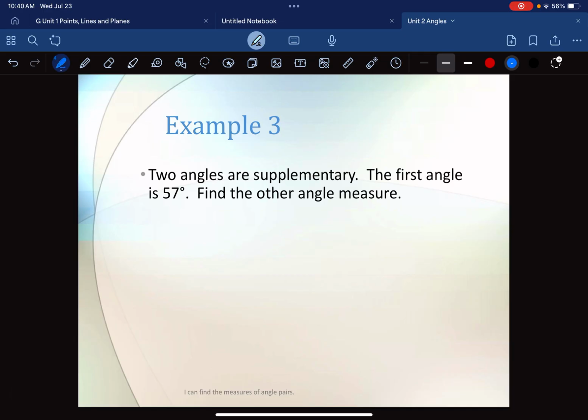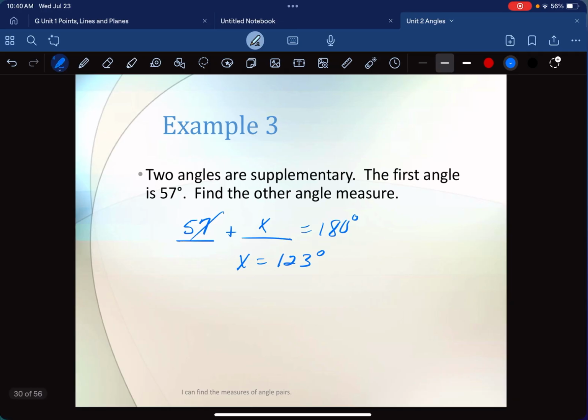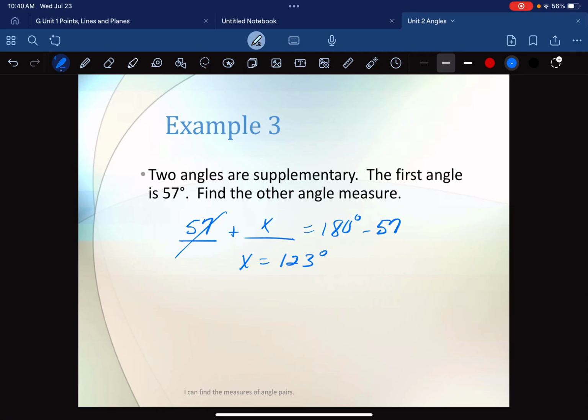Here's one without a drawing. It says 2 angles are supplementary. I'm immediately going to this, because I know when you add 2 angles, they equal 180 if they're supplementary. Well, I know that one of the angles is 57. I don't know the other one. I simply subtract, and I get 123. Okay, so minus 57 gives me 123. Okay?